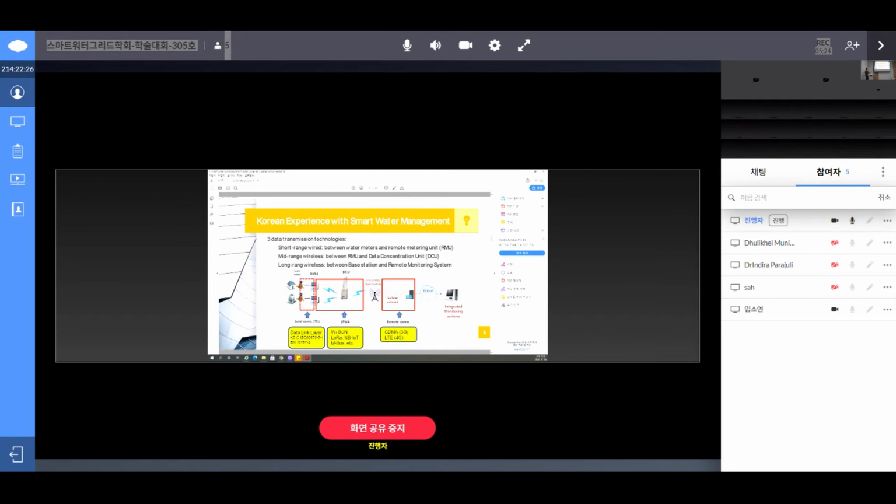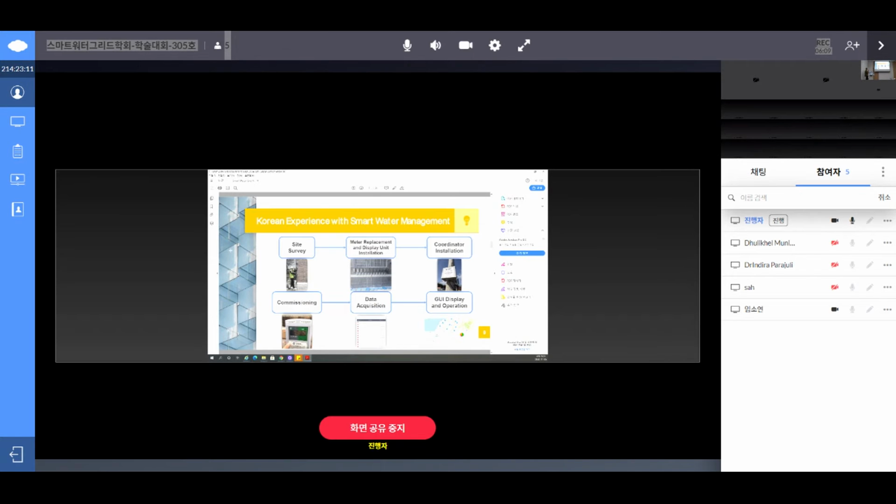In the case of automated metering, we have 3 data transmission technologies. For short range, it's a wired data transmission technology, between the water meters in the houses and the remote metering unit, which collects the data at the level of a building. Then we have the mid-range wireless communication system between this RMU and the data concentration unit, which is a logger, basically at the scale of a big building or a small neighborhood. And then we have the long-range wireless network, between this base station and the remote monitoring system, which is the centralized system at the scale of a big city like Seoul or Incheon, for instance.